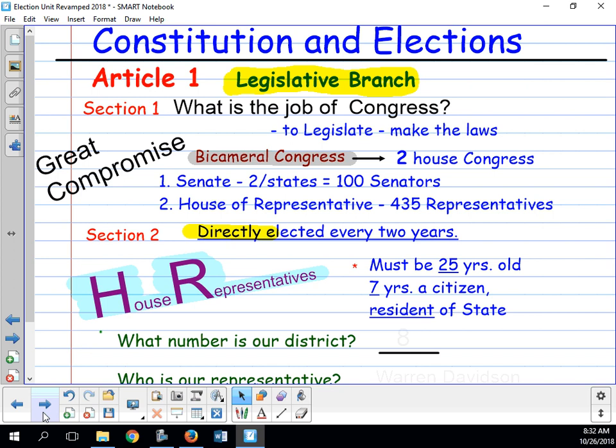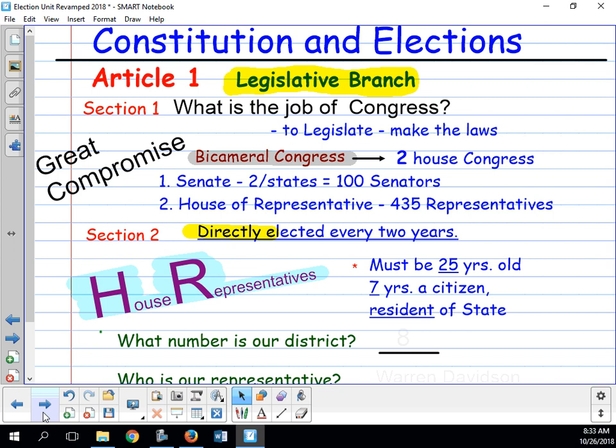All right, section 2. They now are going to focus on the House of Representatives. So we're just talking the House. This one right here. They are directly elected every 2 years. When I say directly elected, that means we, the people, choose. The president doesn't choose. The Senate doesn't choose. We choose.